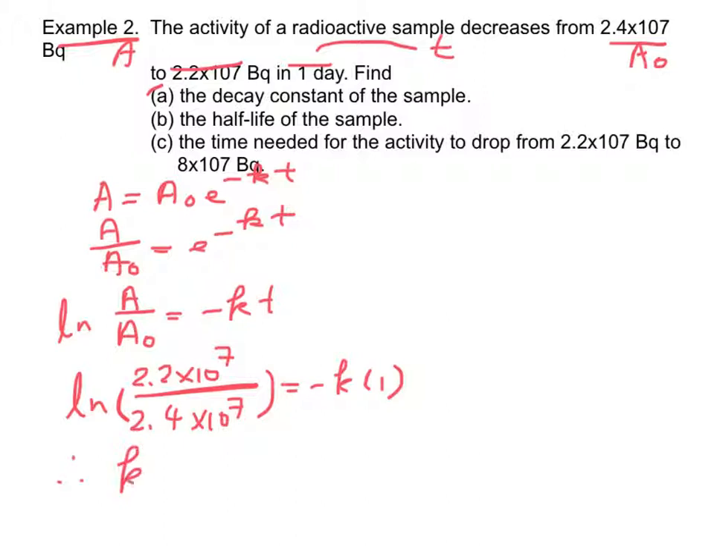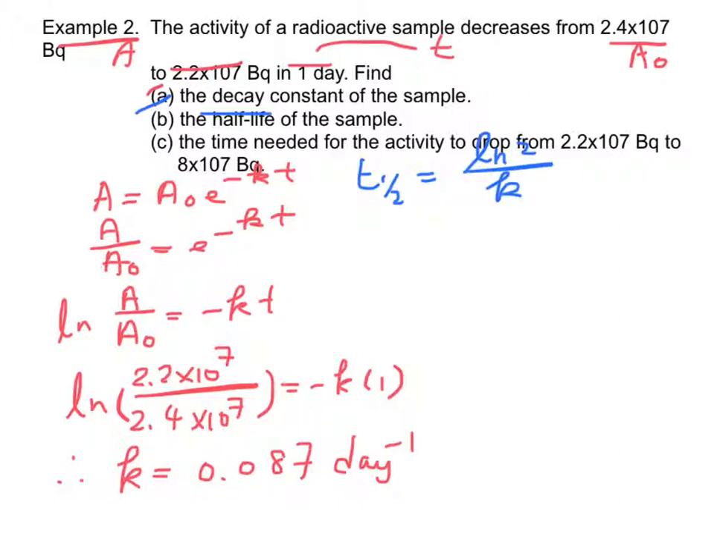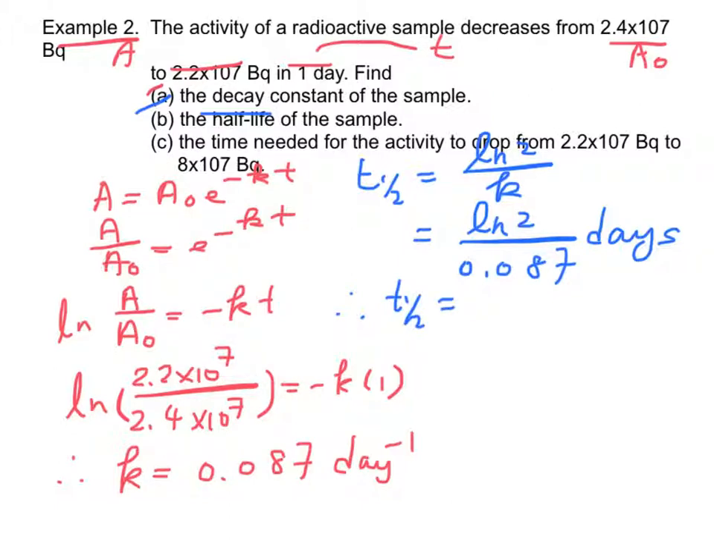Therefore, K equal to 0.087 per day. Part B. The half-life of the sample, T half-life equal to log 2 over K equal to log 2 over 0.087 days. Therefore, the half-life equal to 7.97 days.